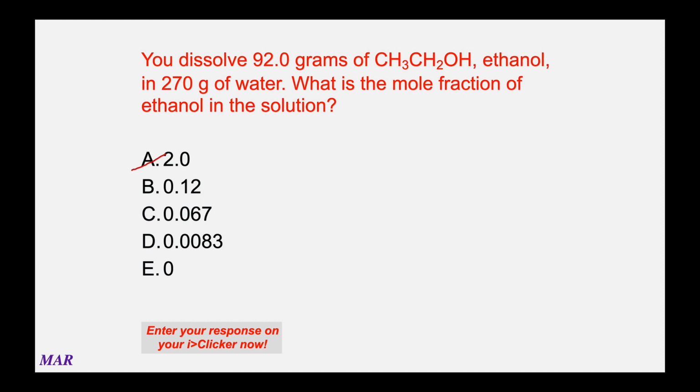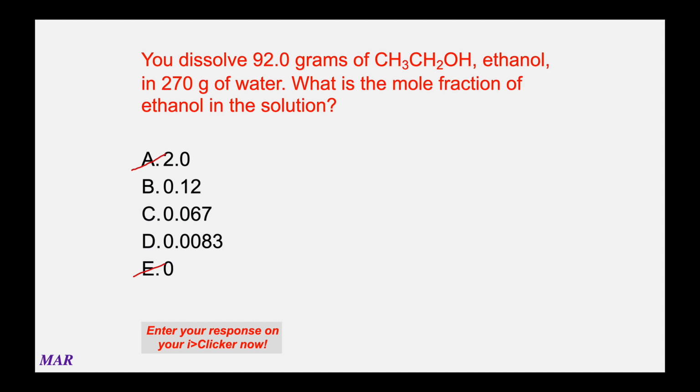A mole fraction of 0 at the end could happen if you had no ethanol. No ethanol would be no moles, you divide it by so many moles of water, and 0 over something would be 0. E is possible if you had no ethanol, but we have ethanol, so answer E doesn't make any sense either. Mole fractions always go from 0 to 1. 0 means nothing. 1 means you have just that compound. So that's kind of an interesting thing.